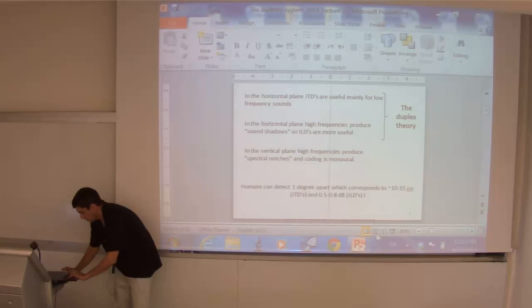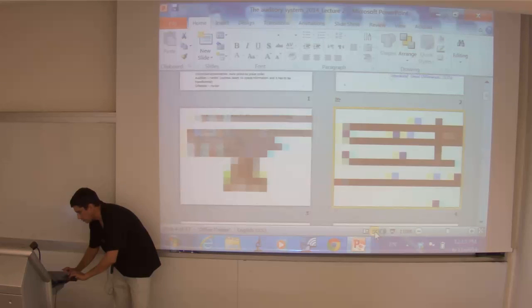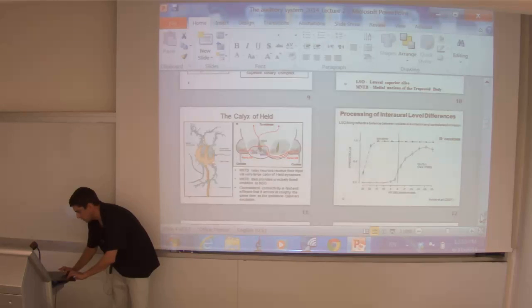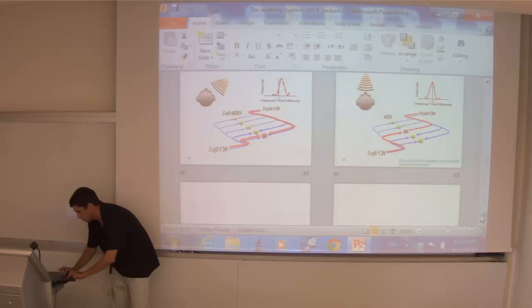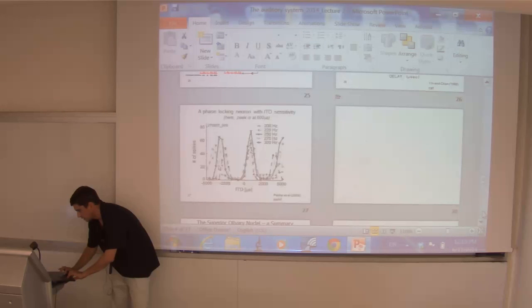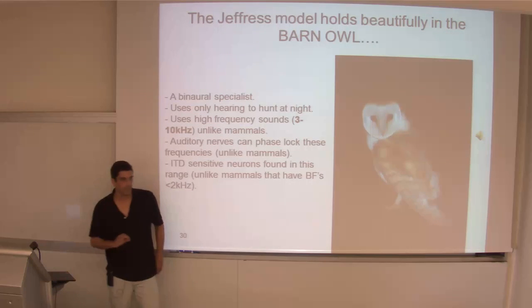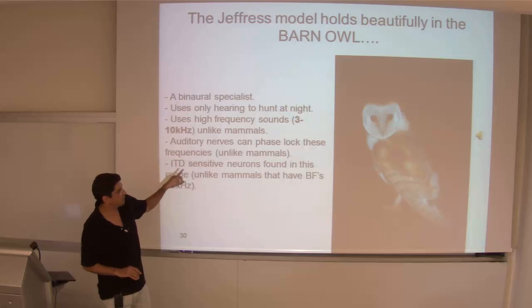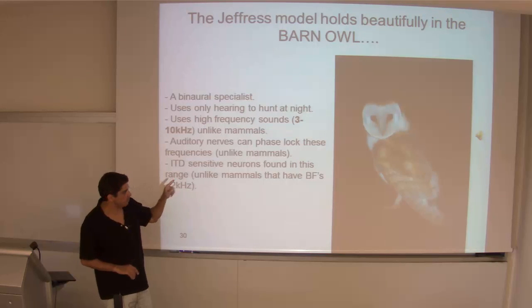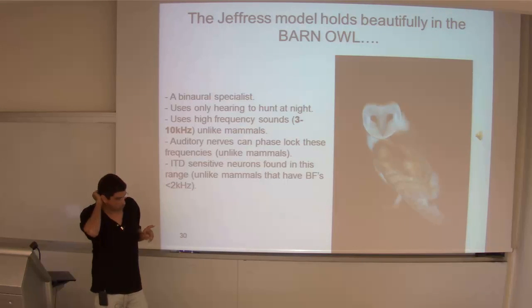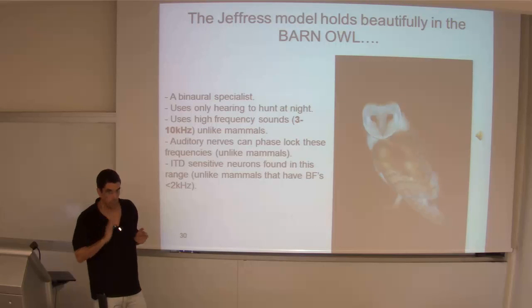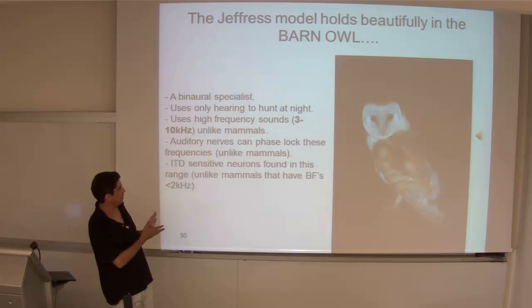Okay? Anyway, in the textbooks, this is the coincidence detector of Jeffress. That's what you will see in all textbooks. However, the Jeffress model has been proven nicely in the barn owl. And the barn owl, although it's an amazing model, we have to realize it's a unique model. It's a very special animal.